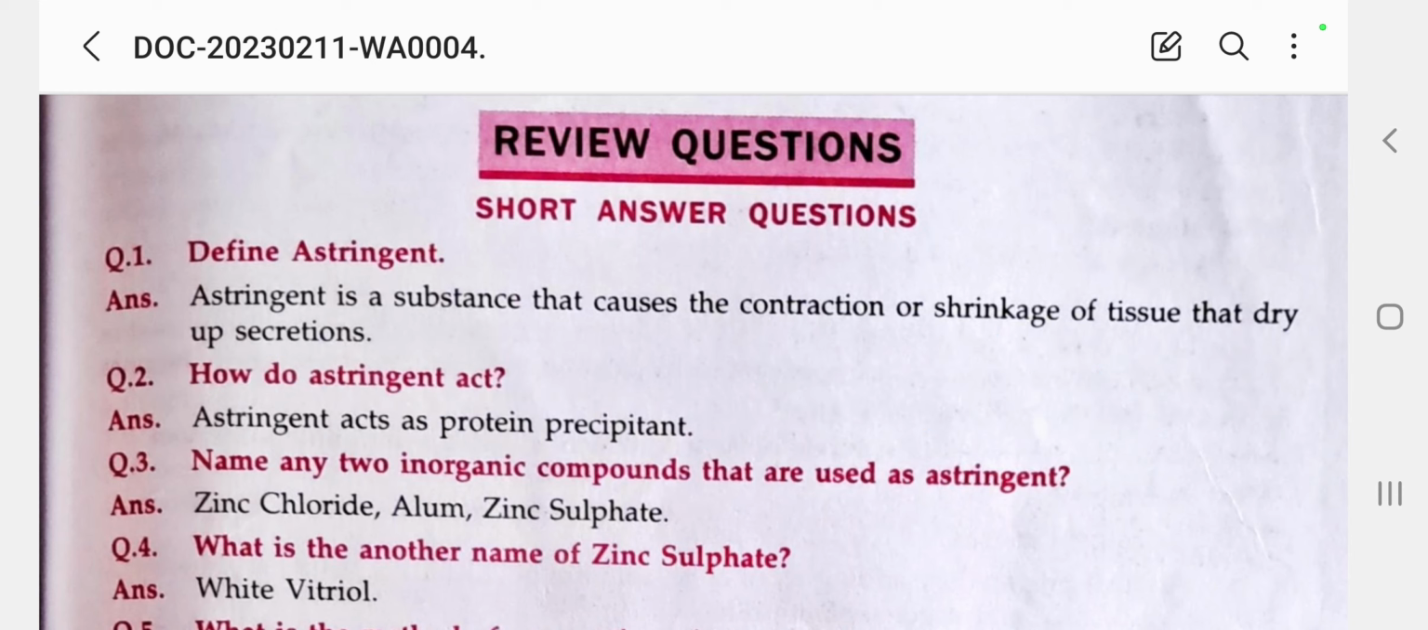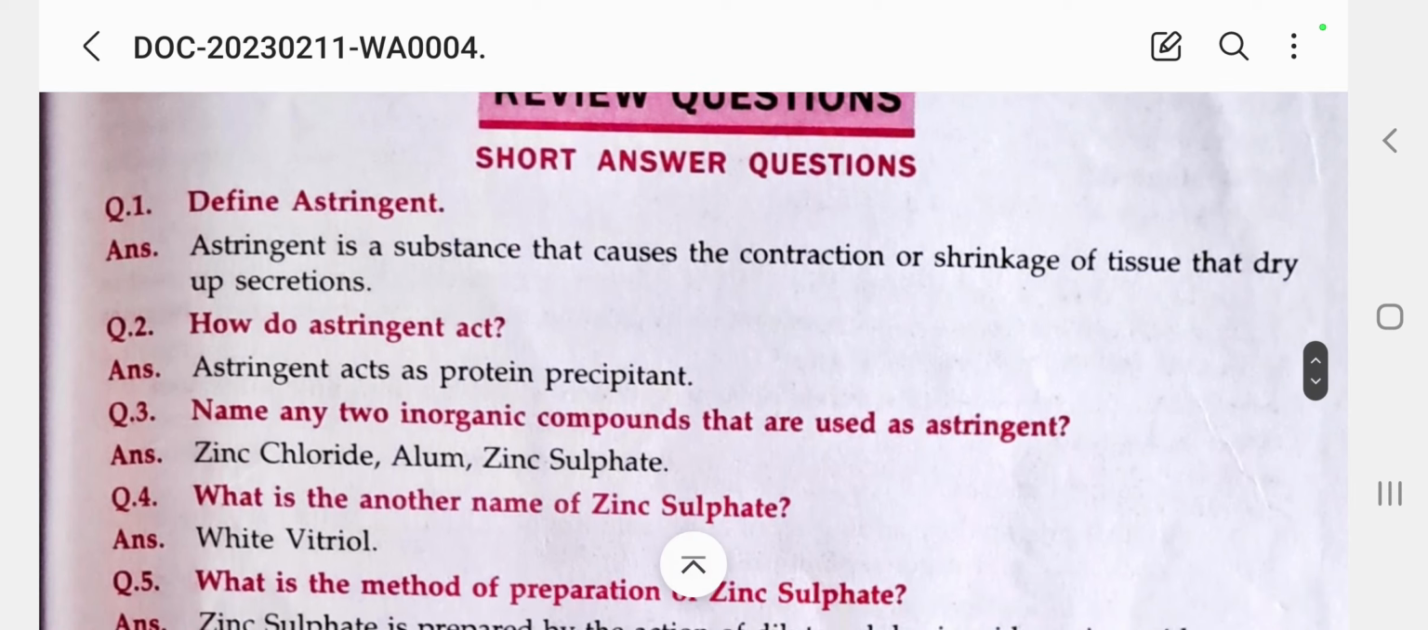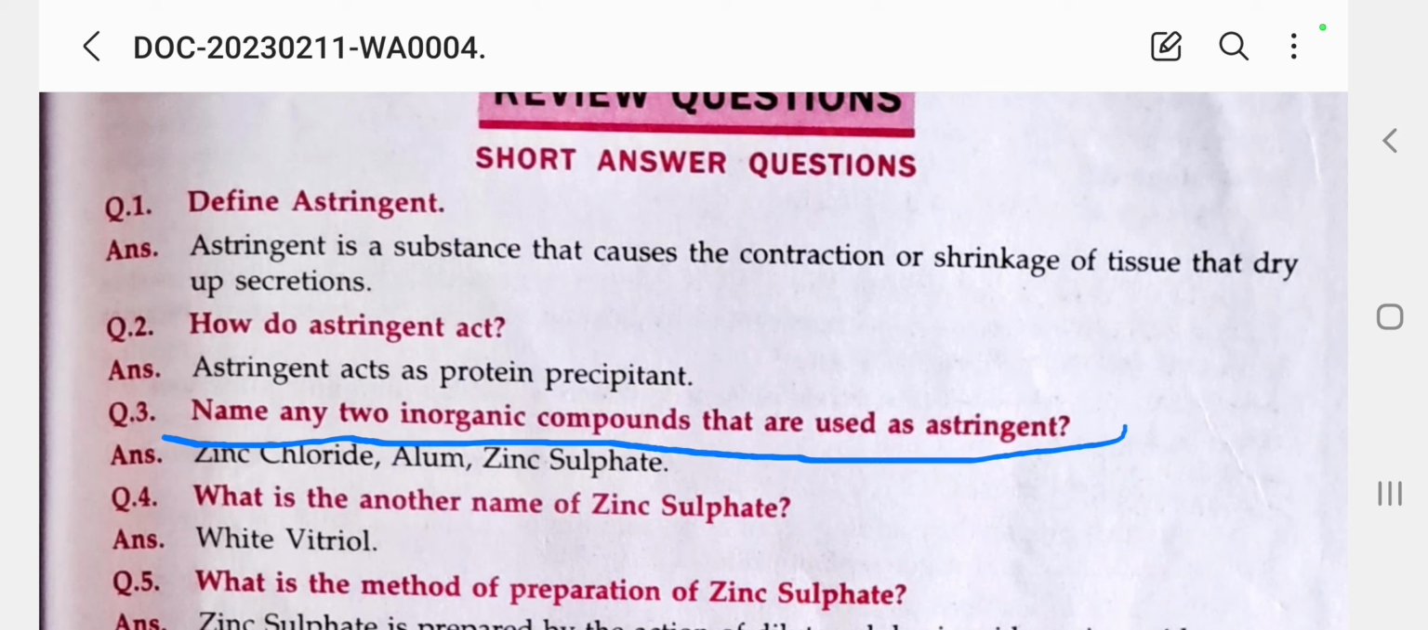Okay, there are also different types of formulation. We discuss the types of formulation available for astringents: ointment, lotion, powder, etc. Next, name any two inorganic compounds that are used as astringents. As per your syllabus, we have inorganic compounds: zinc chloride, alum, or zinc sulfate.